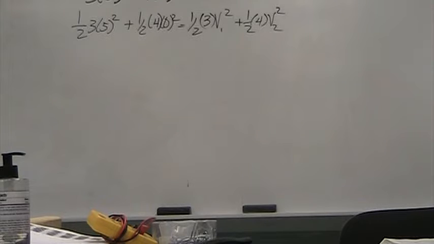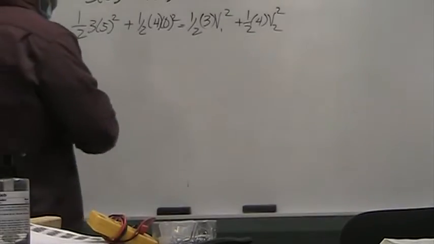Now, sometimes they will tell you what the second one is. Then you can solve. But for now, if they don't tell you one of the velocities after the collision, you've got to do that second equation. So right here is your solution. Does that make sense? All right. Let's do something else.